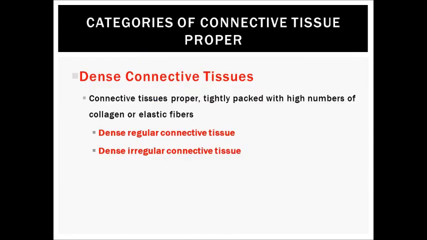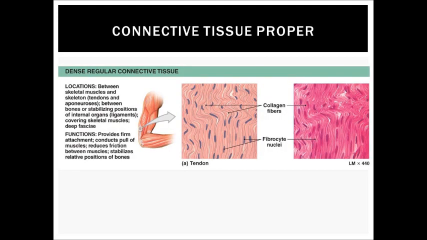Second category is dense connective tissues. These connective tissues are packed with collagen and elastic fibers. There are two types: dense regular and dense irregular. Here, some explanations on the locations and functions of dense regular connective tissue.